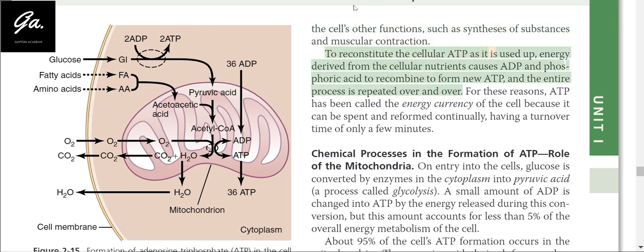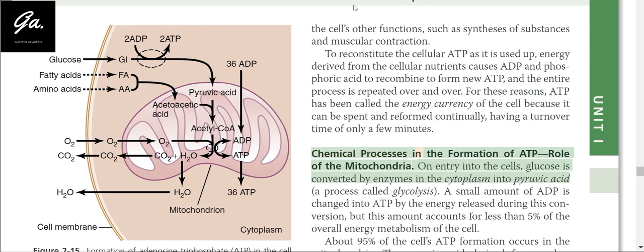To reconstitute the cellular ATP as it is used up, energy derived from the cellular nutrients causes ADP and phosphoric acid to recombine to form new ATP, and the entire process is repeated over and over. For these reasons, ATP has been called the energy currency of the cell because it can be spent and reformed continually, having a turnover time of only a few minutes.